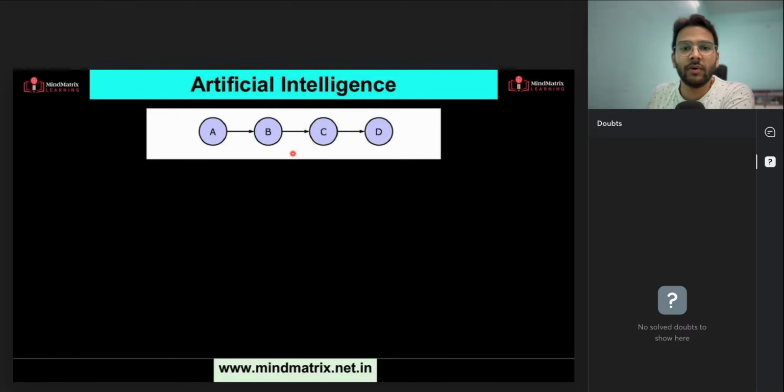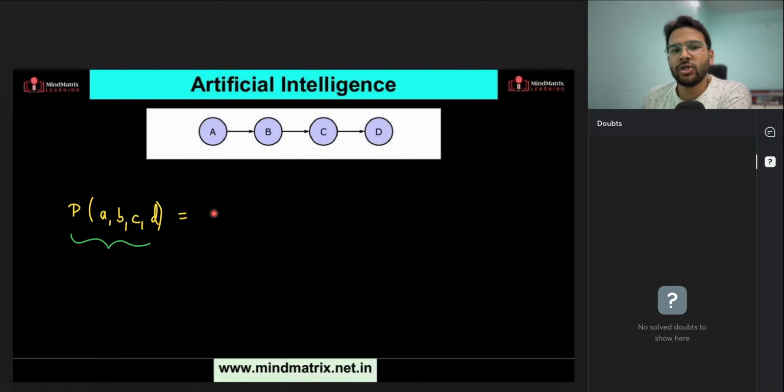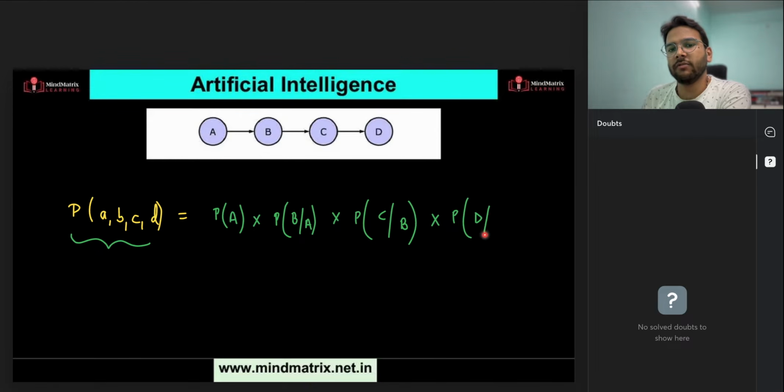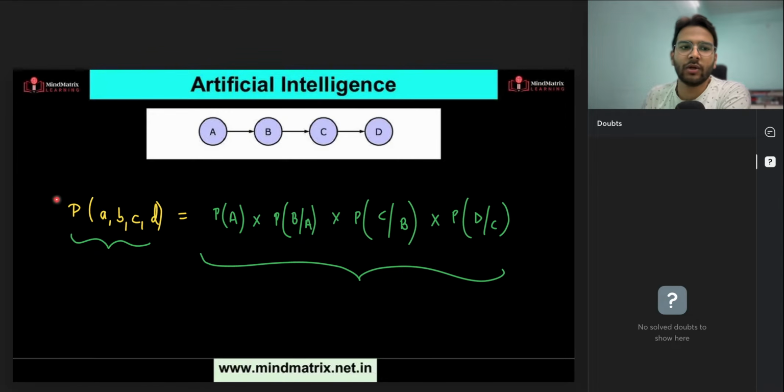So let's say this is the Bayesian network given to you. If I simply ask you what is the probability of, let's say, A comma B comma C comma D, then what will be your answer? You will simply say, sir, we now understand what a Bayesian network is. So the joint probability distribution for this Bayesian network, we can write like this: probability of A multiplied by probability of B given A multiplied by probability of C given B multiplied by probability of D given C. Yes or no? Based on the concept of Bayesian network, can we write like this?